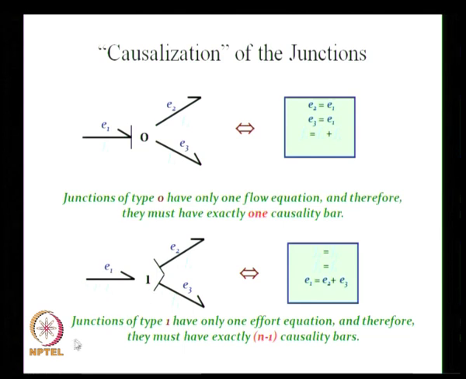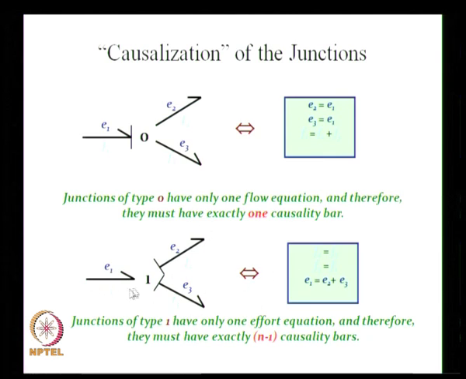And for the one junction, the junctions of type 1 have only one effort equation, and therefore they must have exactly n minus 1 causality bars. So here you can see there is only one flow, and it is a common flow. So one flow coming inside, and then that is common for all the others, therefore you will be having causal stroke on all other bonds near to the junction, and one without any causal stroke. So that is the causality for one junction.